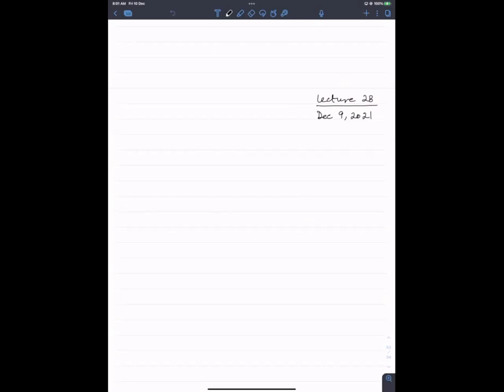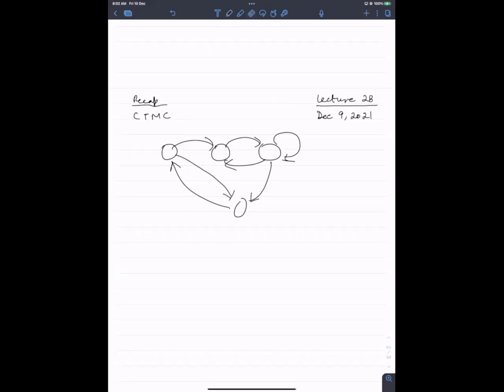So, a very quick recap of what we did last time regarding continuous time Markov chains. We said a Markov chain consists of a discrete number of states, which could be infinite, and you move from one state to another state. I'm going to erase this self loop, because if I'm talking about a continuous time Markov chain, continuous time Markov chains will not have self loops.